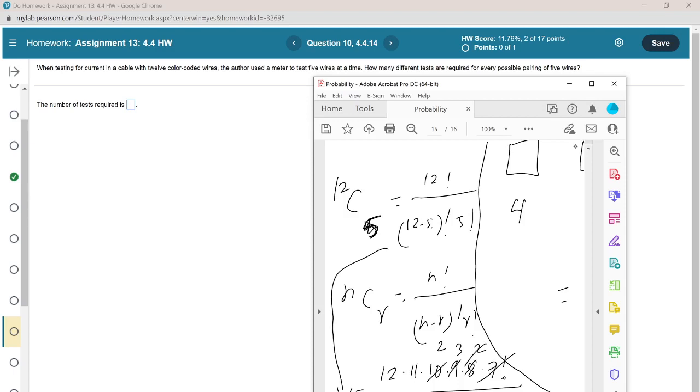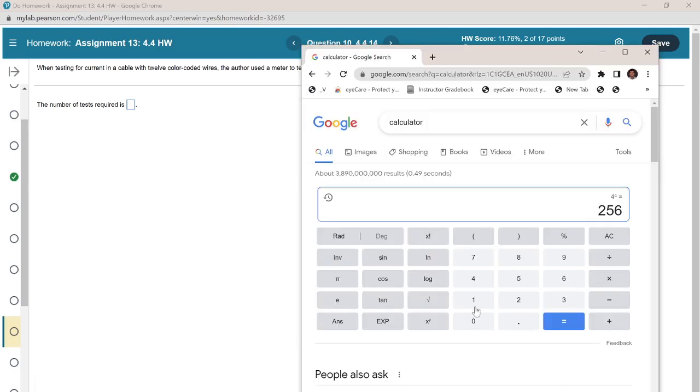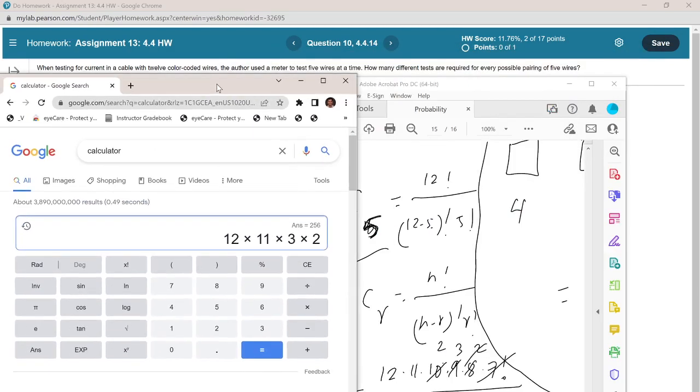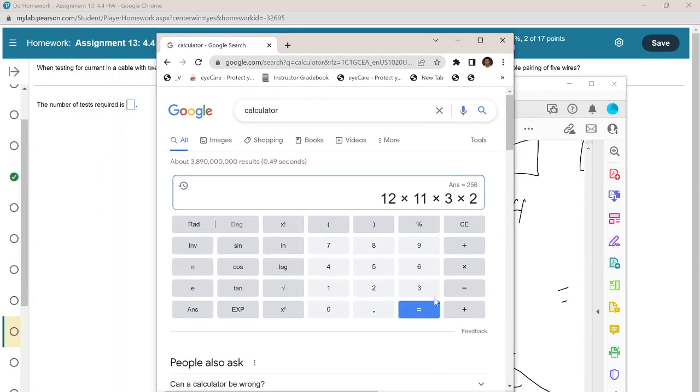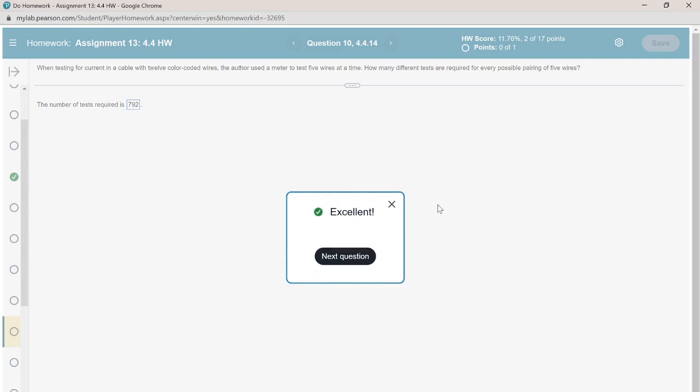So the number of tests required is 12 times 11 times 2 times 3. Let me double check here: 12 times 11 times 2 times 3. So the number of tests required is 792. That many possible cases.